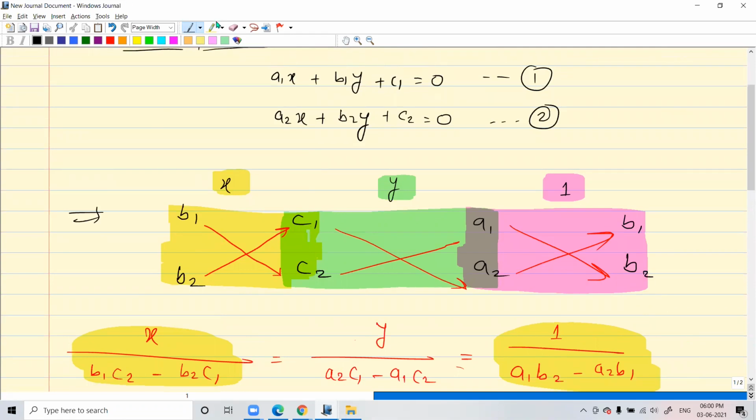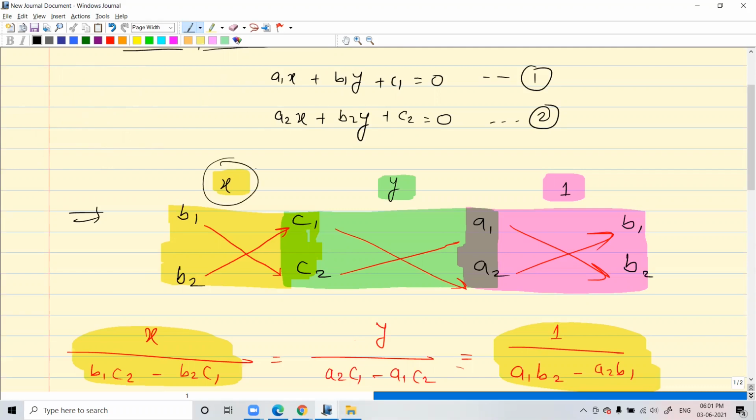So remember, you will use this cross multiplication method to solve the pair of linear equations when it has exactly one solution. That is when A1 by A2 is not equal to B1 by B2. Everyone remembers this ratio now? When they are not equal, it means the lines are intersecting and there is only one solution. So that is something you will verify before trying this method.